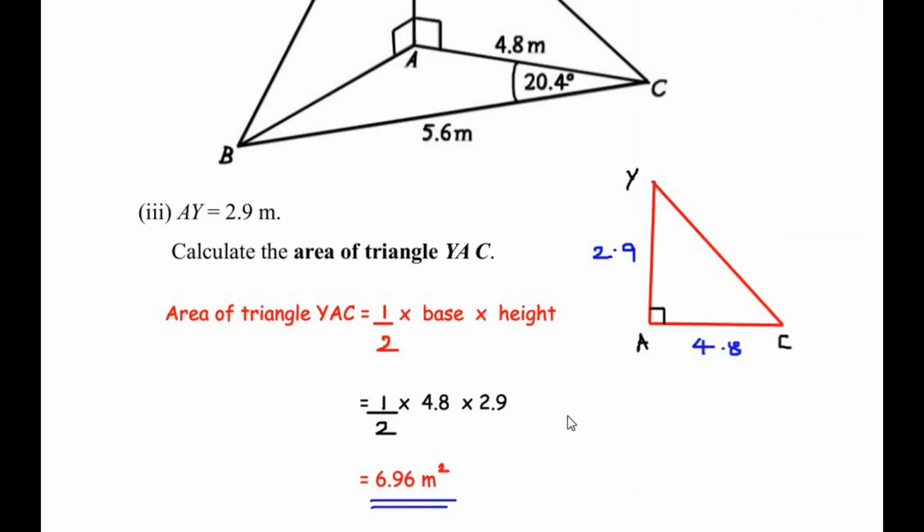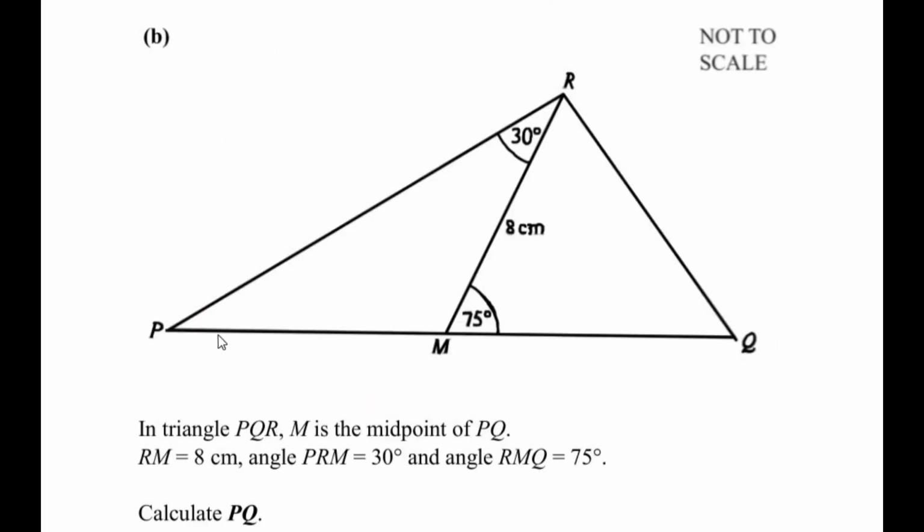Now let us move on to the last sub question. In triangle PQR, M is the midpoint of PQ. RM is given as 8 centimeters and angle PRM is 30 degrees and angle RMQ is 75 degrees. Calculate the length of side PQ.